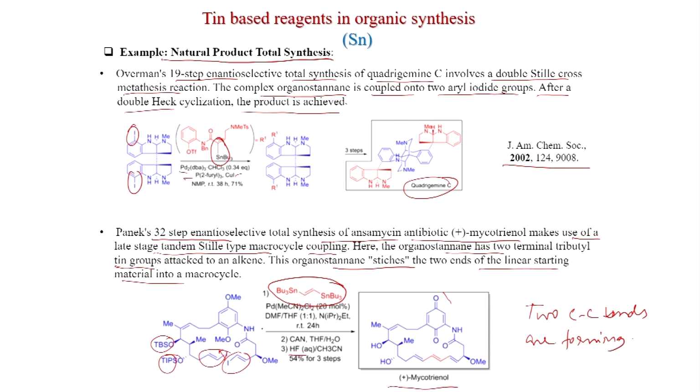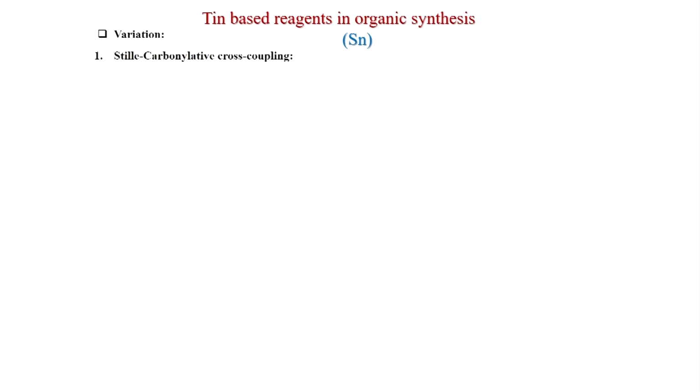In a single reaction, because two tin components are there, two C-C bonds are forming. This was published in JACS 1998. Some more variations are there, like Stille carbonylative cross coupling. So, we have seen the synthesis of ketones from acid chloride. Now, we will see the synthesis of ketone with carbon monoxide.